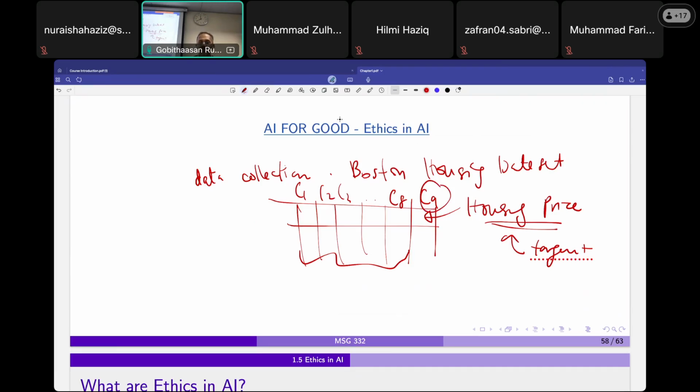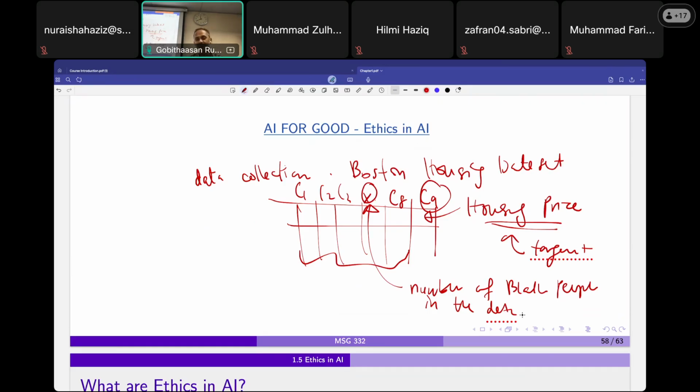There's one feature, and this feature is the number of black people in the data. So it considers black people as a feature to predict the housing price. More black people, house price drops, let's say. Is that right? Not right, isn't it? So that's another thing about AI.